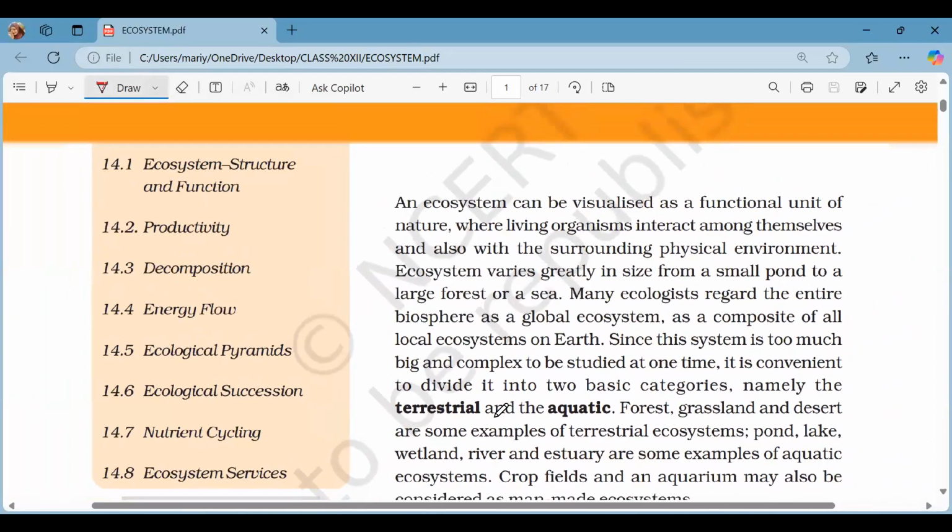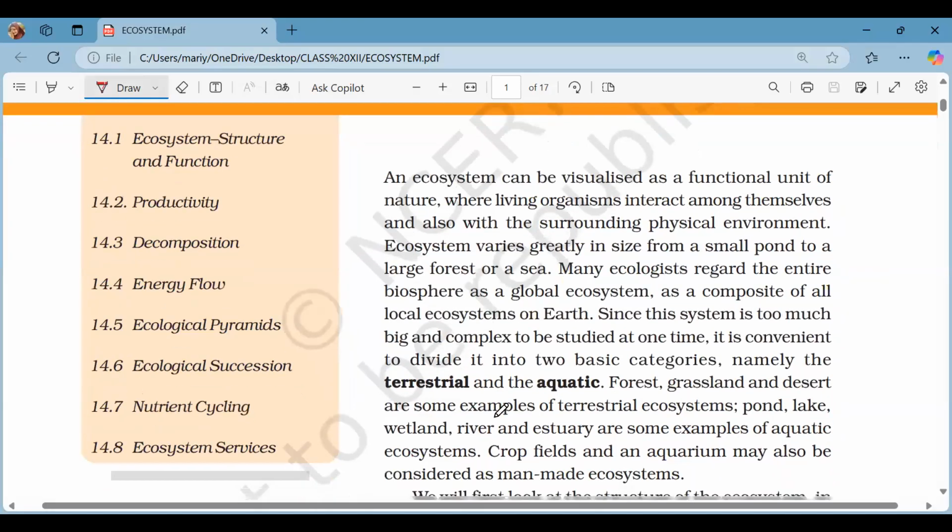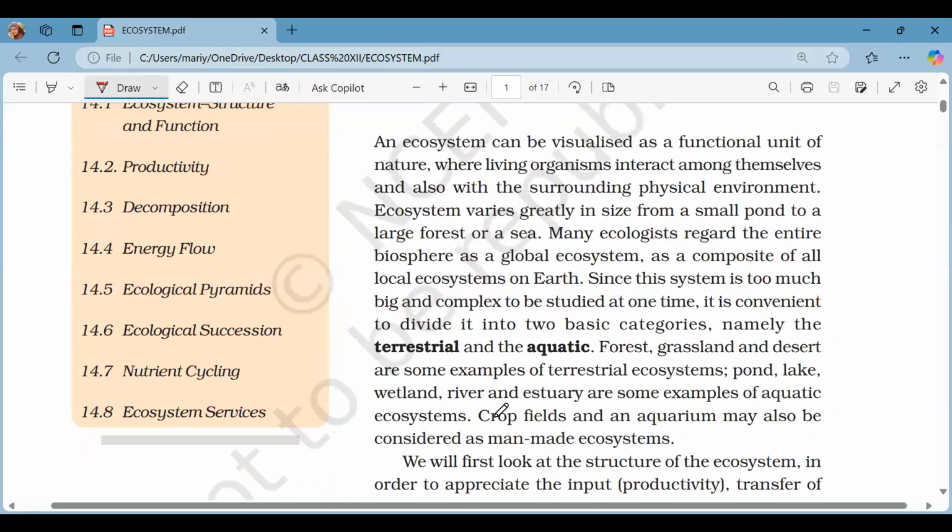So when we talk about the ecosystem, there are many on the earth, right? There are many different kinds of ecosystems, broadly divided into terrestrial and aquatic, depending upon the mode of life, whether it is on the land or whether it is in the water. Forest, grassland, and desert are examples of terrestrial ecosystem, whereas the pond, lake, wetland, river, oceans, estuary, seas, all of these are the aquatic ecosystem. Crop field and aquarium.